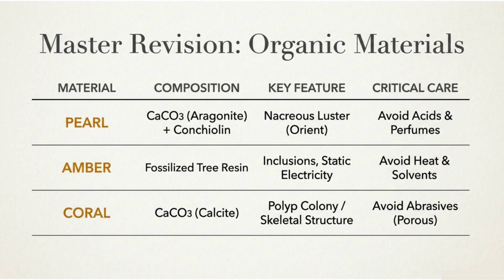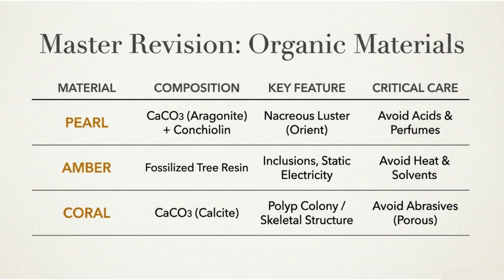Amber composition: fossilized tree resin. Key feature: inclusions, static electricity. It can attract dust when rubbed. Critical care: avoid heat and solvents. No steam cleaning, no alcohol-based cleaners.